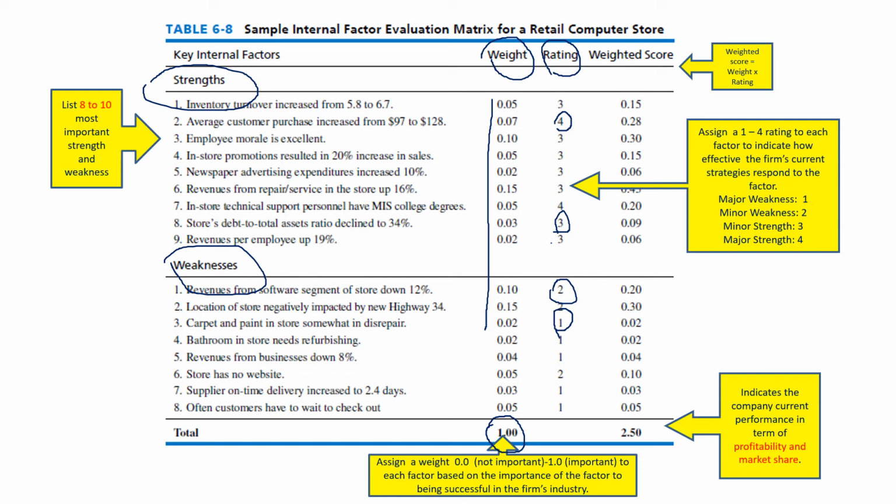So 3 stands for minor strength and 4 is a major strength. Likewise, for the weaknesses, 1 is a major weakness and 2 is a minor weakness. So that is on the rating.